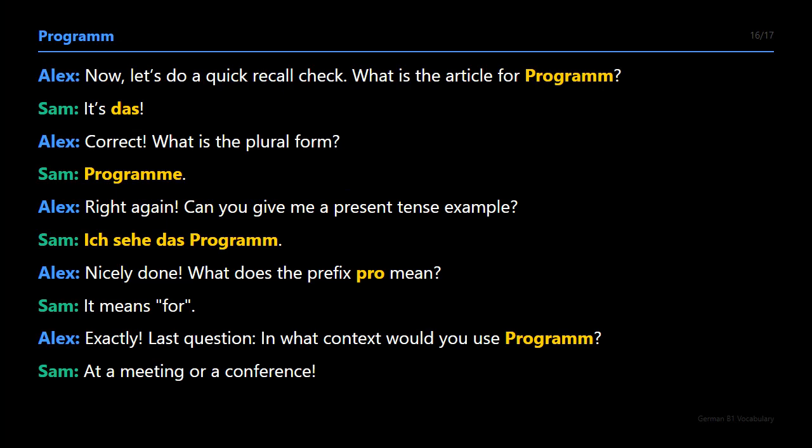Can you give me a present tense example? Ich sehe das Programm. Nicely done. What does the prefix pro mean? It means for. Exactly. Last question. In what context would you use Programm? At a meeting or a conference.